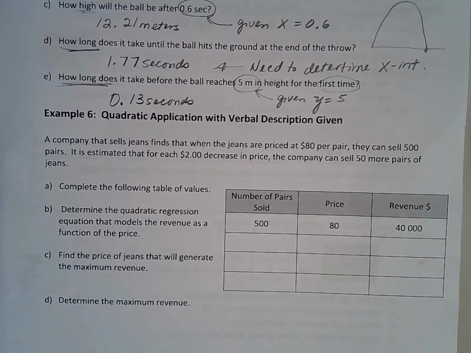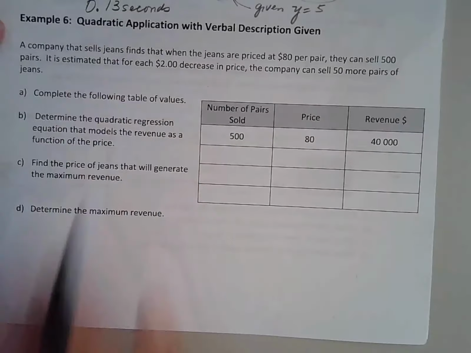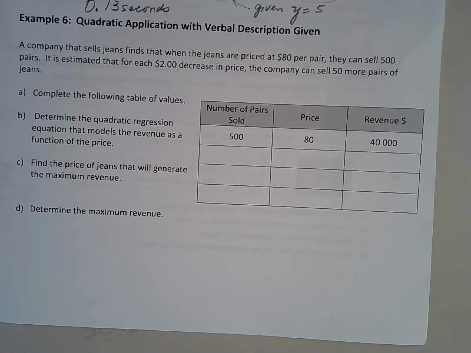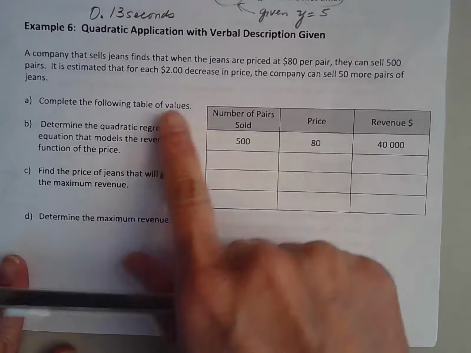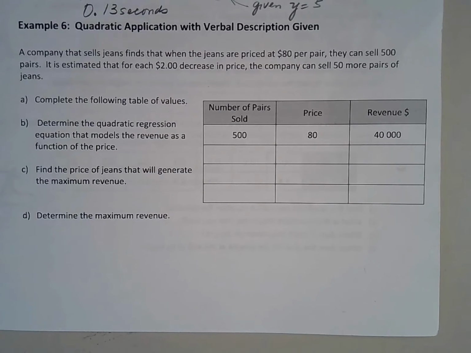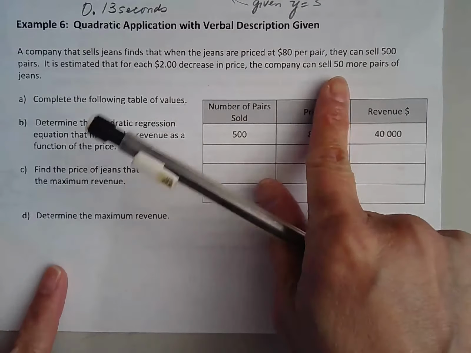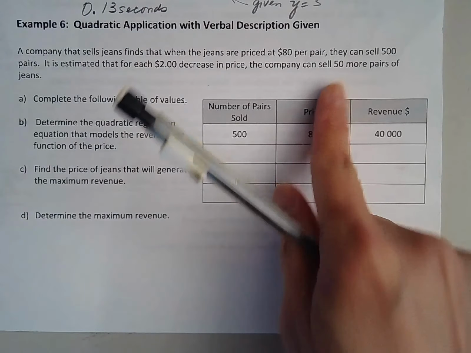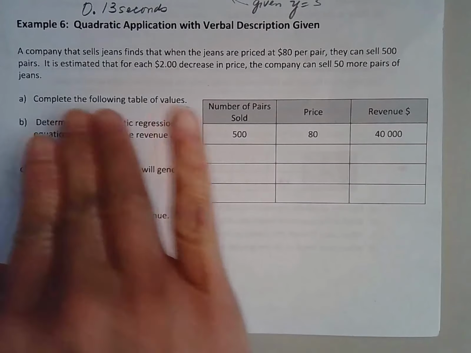Okay. Is everybody okay? Notice I'm not telling you what buttons to press anymore, because we've had so much experience already. Okay, letter number 6. It says here, a company that sells jeans finds that when the jeans are priced at $80 a pair, they can sell 500 pairs. It is estimated that for each $2 decrease in price, so if we lower the price by a little bit, the company can sell 50 pairs more.